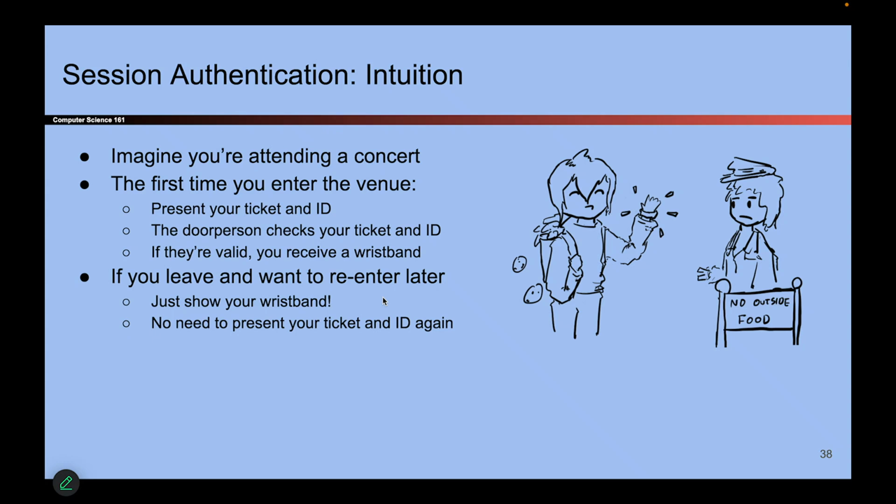And later, if you want to leave, that's no problem. And if you come back, all you have to do is show the wristband again, and you no longer have to present your ticket and your ID a second time. And when you leave, you can take the wristband off because the concert is over. So this is how you might implement authentication at a concert. Everyone gets checked once, and in the future, if they want to enter and exit, they can just use their wristband to prove who they are. So that's kind of the idea. Session authentication works basically the same. Maybe the only difference is that everyone's wristbands are different because you want to tell who each individual person is, but that's kind of the idea.